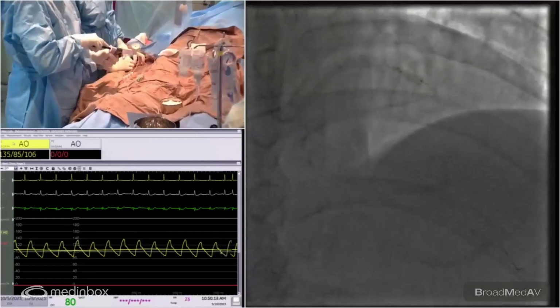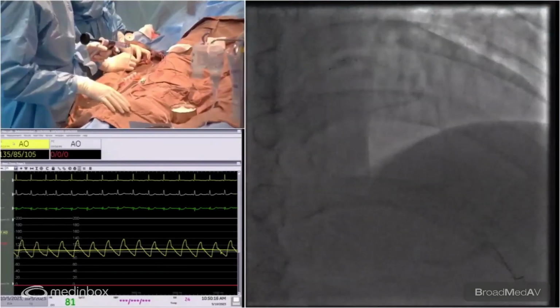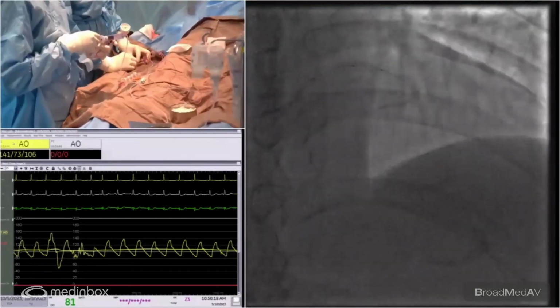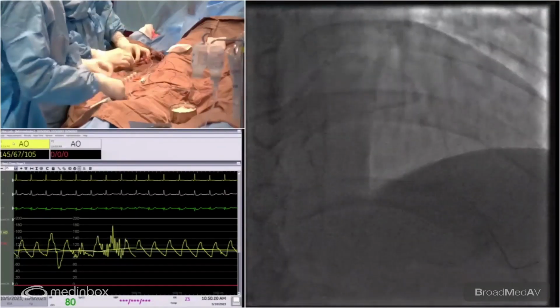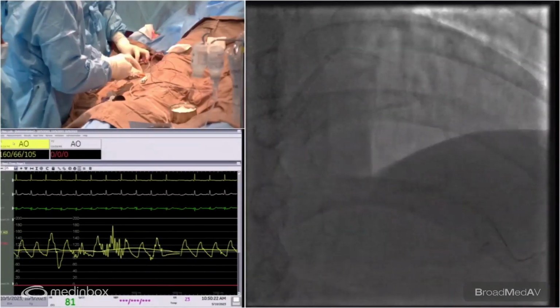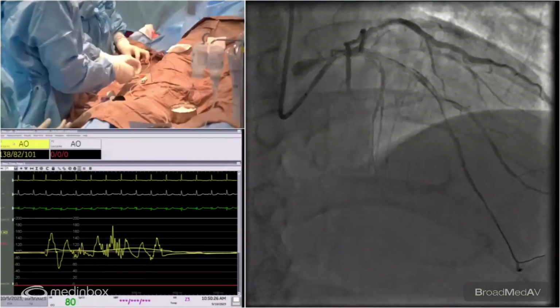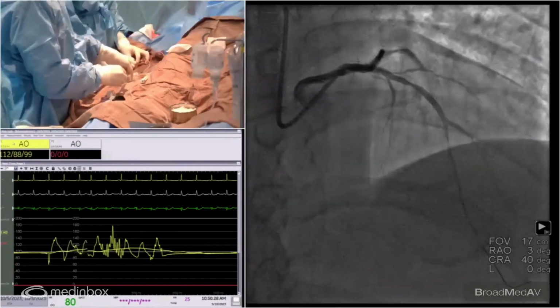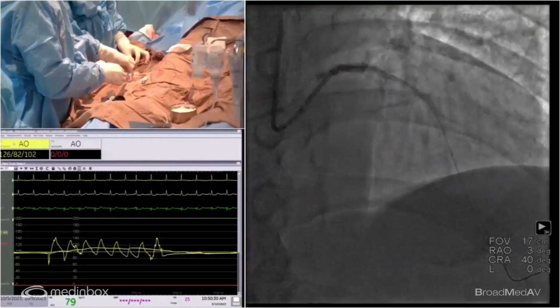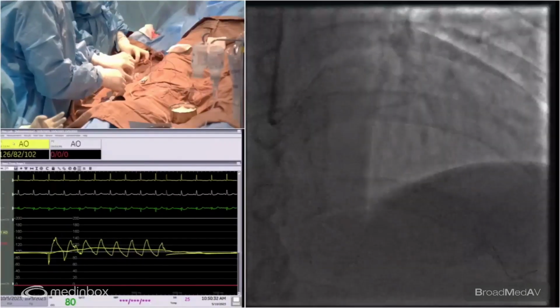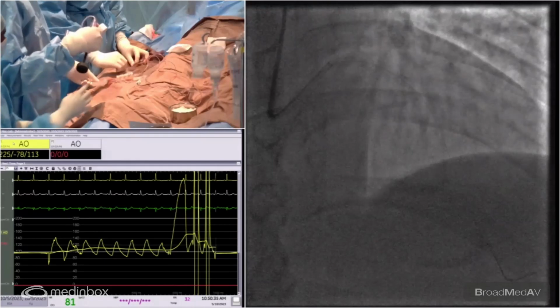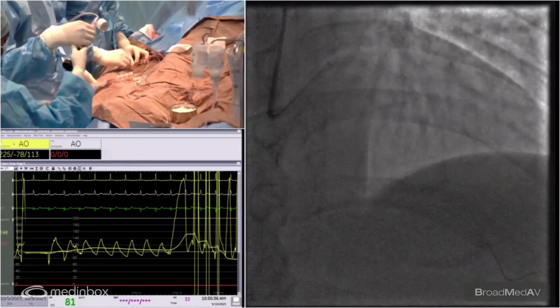So we just completed the pre-dilatation. We'll now take a picture. Okay, so it's reasonable flow in the LAD. We'll give some nitroglycerine and pull the balloon and start the OCT run of the left anterior descending.